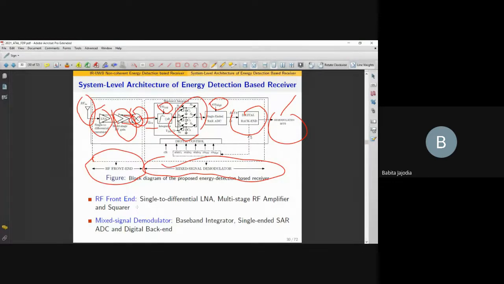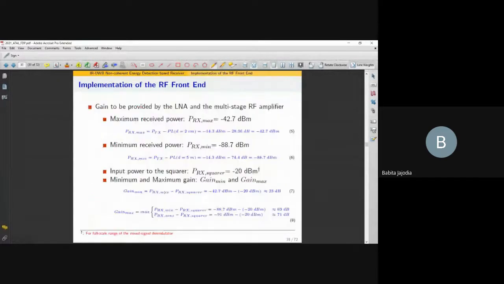So as we mentioned, the RF front end has three blocks: a single-to-differential LNA, and a multi-stage RF amplifier, and a mixed-signal baseband integrator. Please note it down. We are calling it the baseband integrator or the baseband windowed integrator, because the input to this is the baseband signal. Then there is the single-ended SAR ADC and the digital backend.